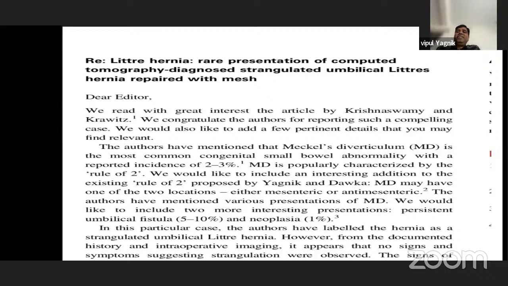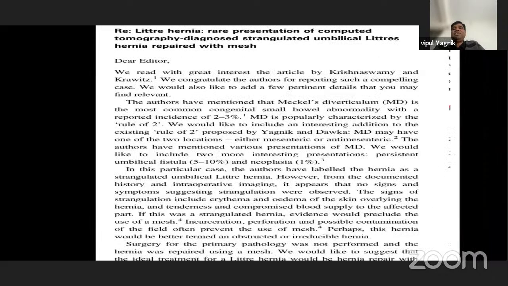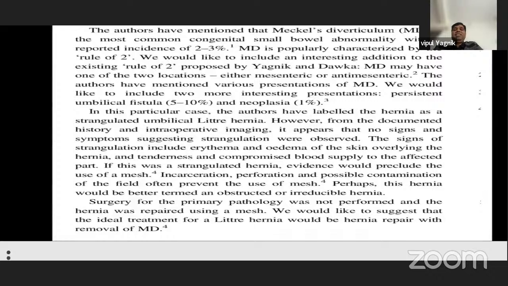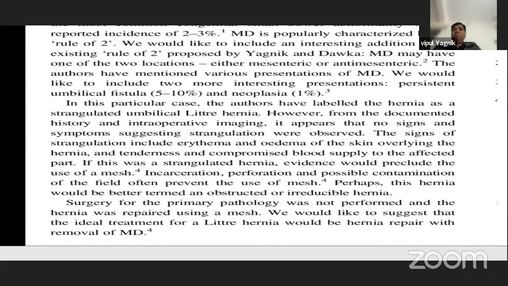Second thing, in that particular case, the author has used the mesh to repair the hernia. Then we contradicted their finding, and he has not resected the Meckel's. They kept the Meckel's as such. So if there is a strangulated Meckel's, then it doesn't make any sense to keep the pathology as such. Rishabh, if you leave the slide, you can read the last paragraph. You can see the surgery for the primary pathology was not performed and the hernia was repaired using mesh. So we would like to suggest that the ideal treatment for Littre's hernia would be hernia repair with removal of Meckel's diverticulum. They have not removed it.